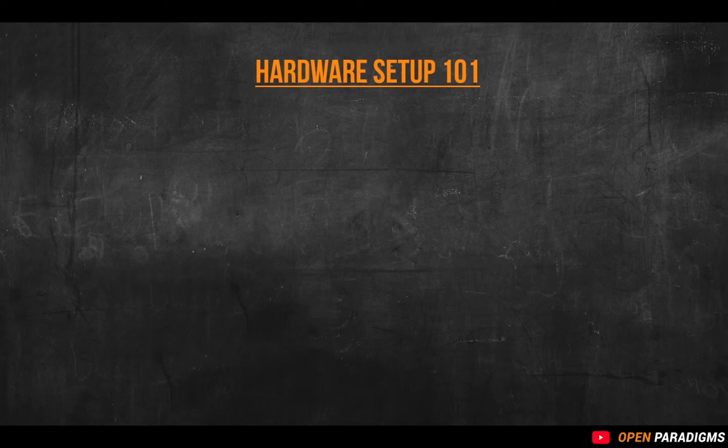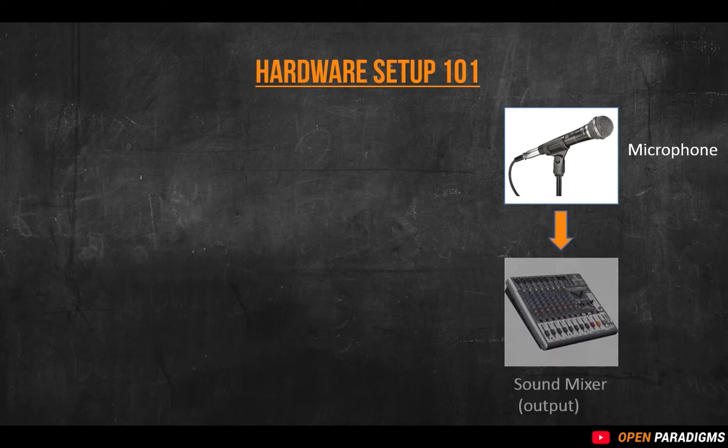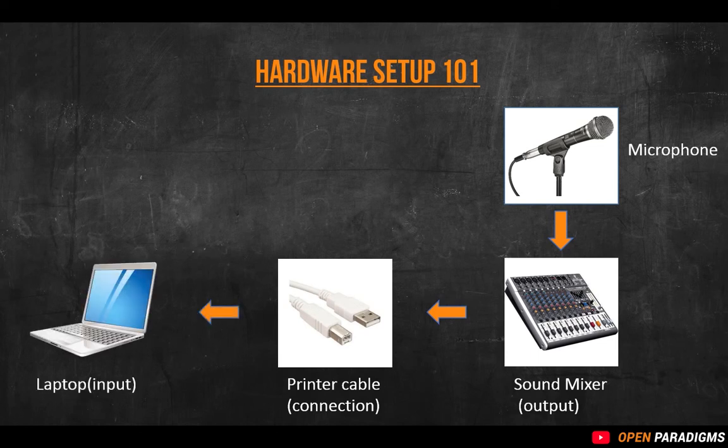So hardware 101, I'm going to be talking about the basic setup of the whole system when you're recording. First and foremost, we have the microphones. The microphones are going to be connected to your sound mixer. So this is where we're getting our sound from. And how do we get the sound from the sound mixer? We use the printer cable. This cable is going to be connected to your laptop.